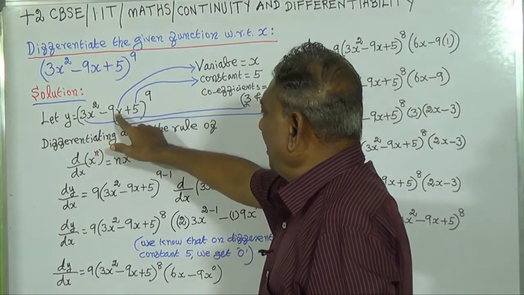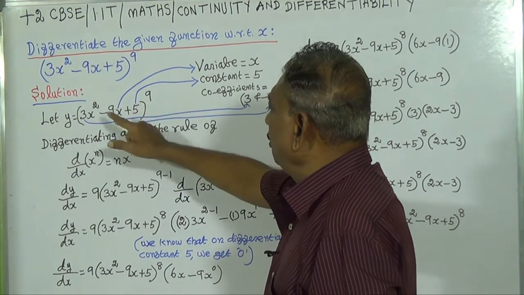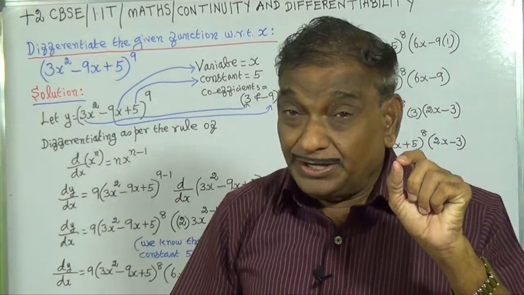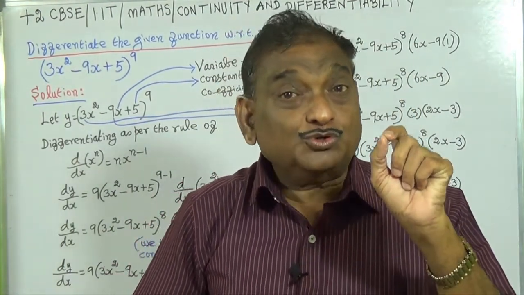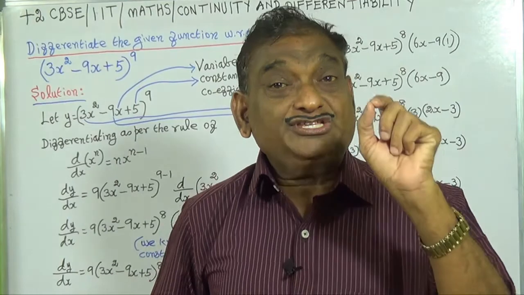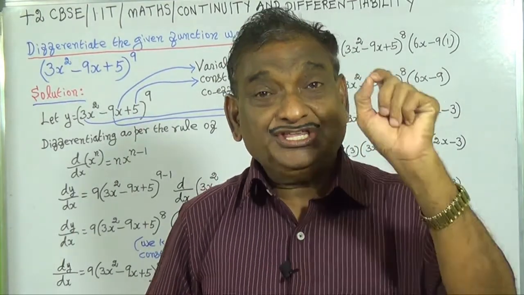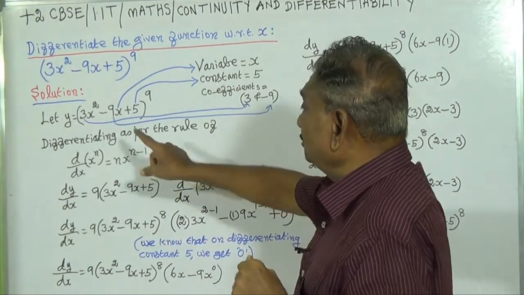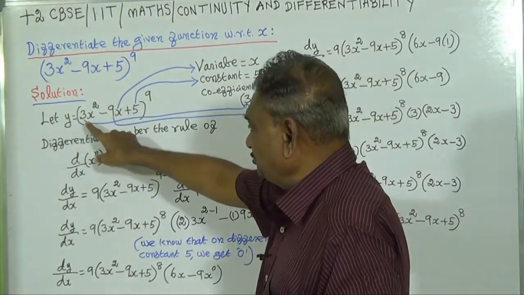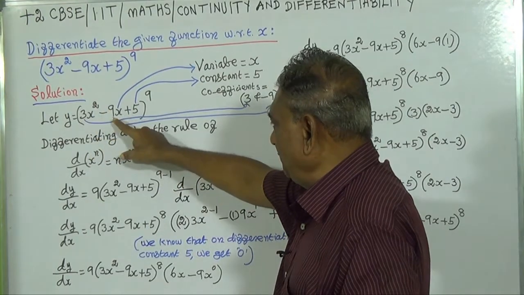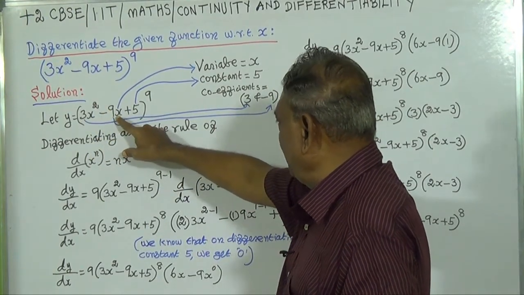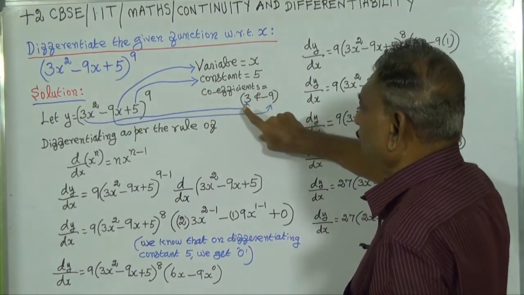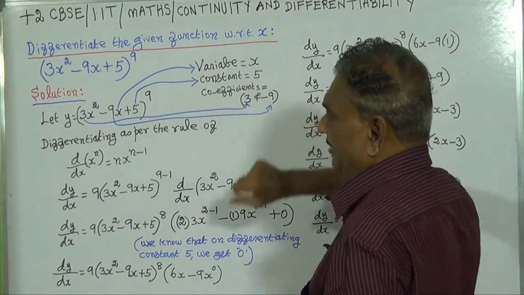Square minus 9x plus 5 the whole to the power 9. The next information we have to see is what is the coefficient in each term, what is the constant. In the first term the coefficient is 3. In the second term the coefficient is minus 9. So that I have written the coefficients equal to 3 and minus 9.